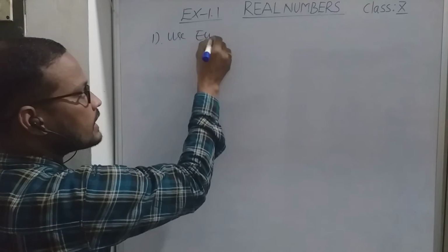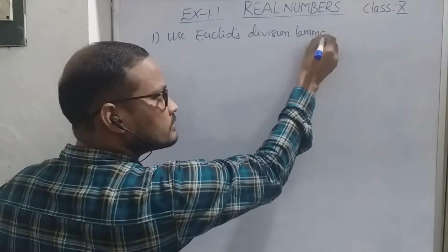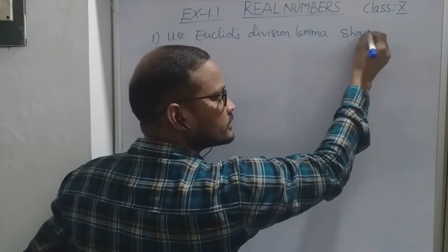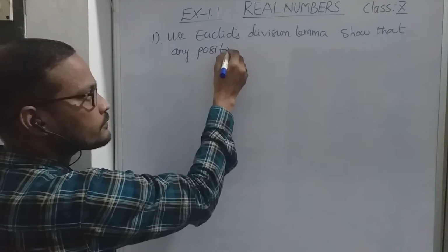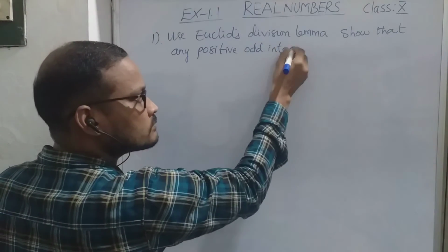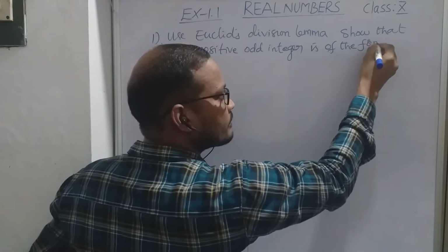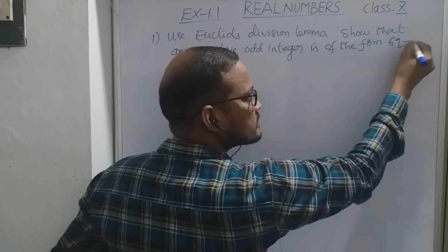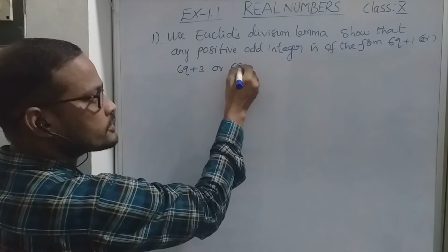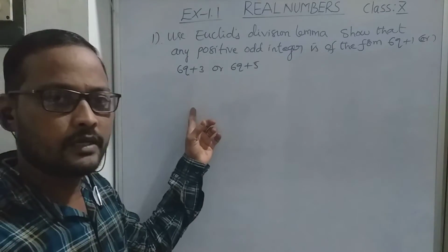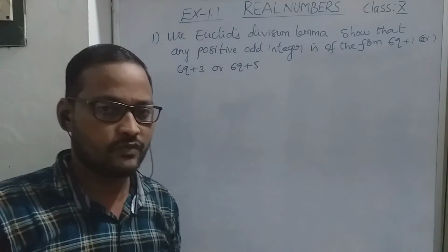Use Euclid's division lemma to show that any positive odd integer is of the form either 6q plus 1, or 6q plus 3, or 6q plus 5. That is, we have to prove that if we take any positive odd integer, it is definitely in the form of 6q plus 1 or 6q plus 3 or 6q plus 5.